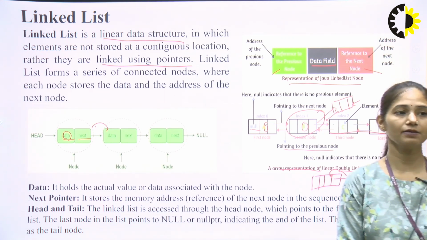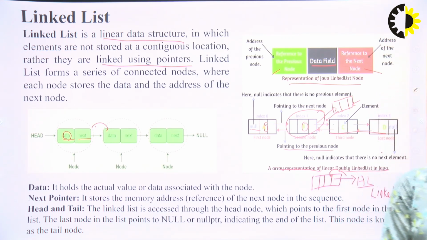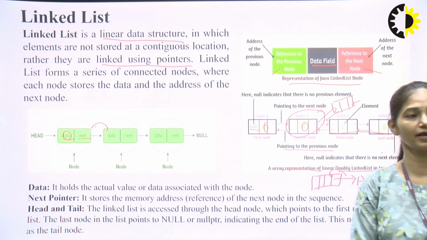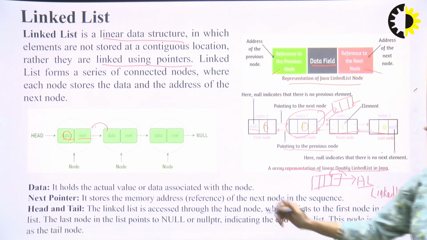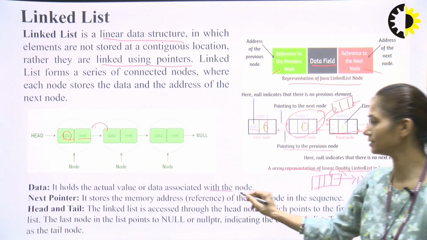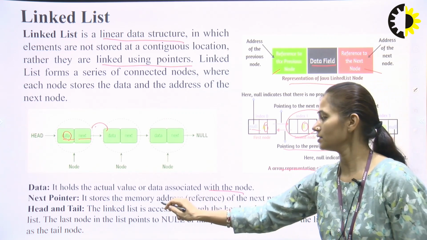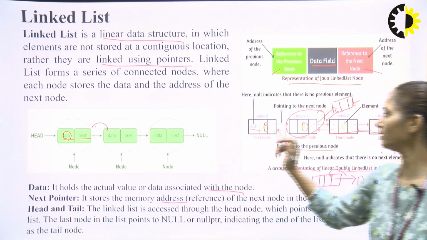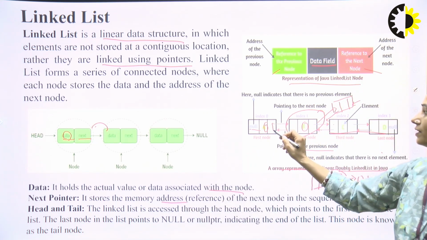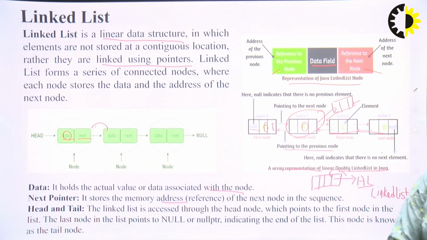So data, next pointer, and head and tail. The data holds the actual value associated with the node, that is, your data will be presented here. The next pointer will store the memory address. What will these pointers be referring to? These pointers will be referring to the addresses of the next node and the previous node.